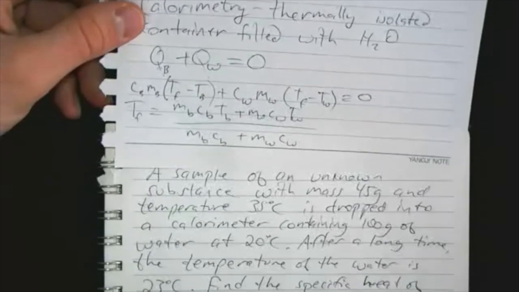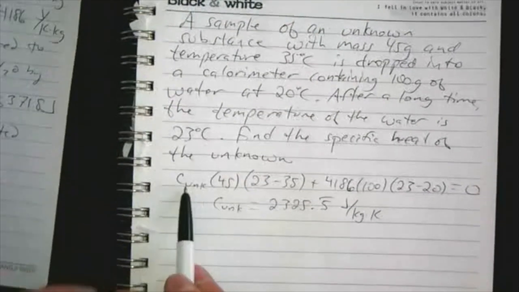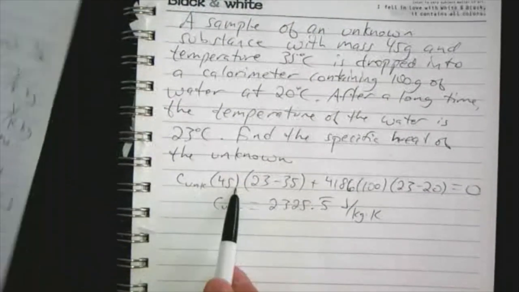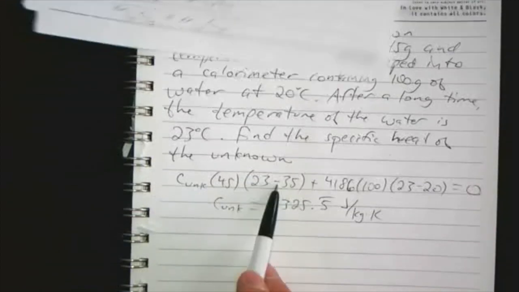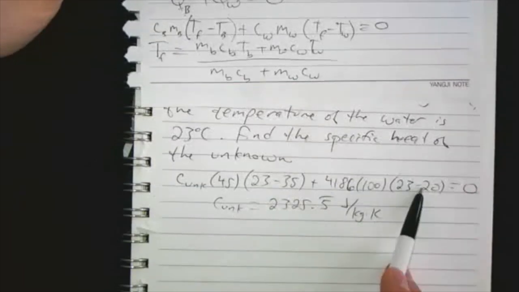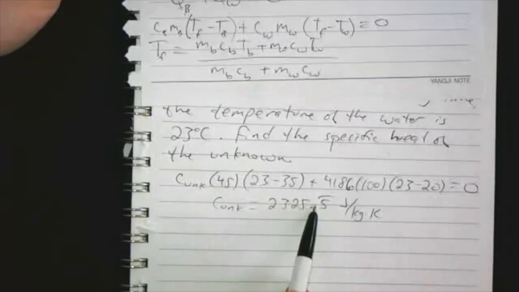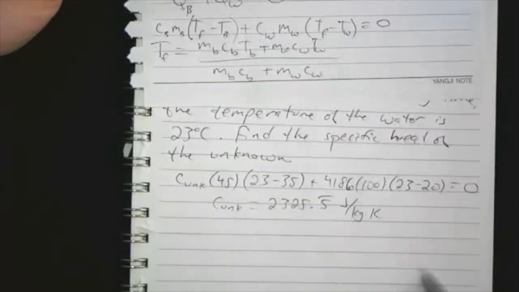That's specific heat of unknown times mass of unknown times the change in temperature of the unknown plus specific heat of water times mass of water times change in temperature of water. Plug all that in, comes out to 2325.5 repeating joules per kilogram Kelvin. So that's an example of a problem that applies specific heat, specifically calorimetry.